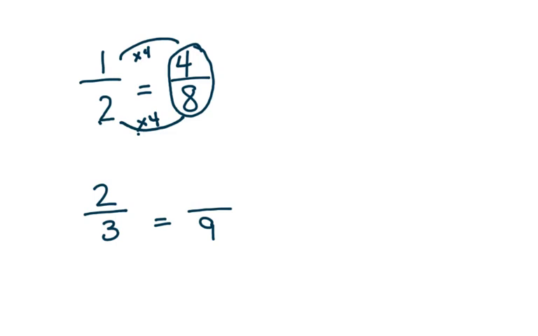On this bottom problem, I'm going from 3 to 9, so my number's getting bigger. And so if my number's getting bigger, I know I'm multiplying. 3 times what will give me 9? Oh, 3. So I'll make sure I do the same thing to the top. 2 times 3 is going to give me 6. So 2/3 and 6/9 are equivalent.